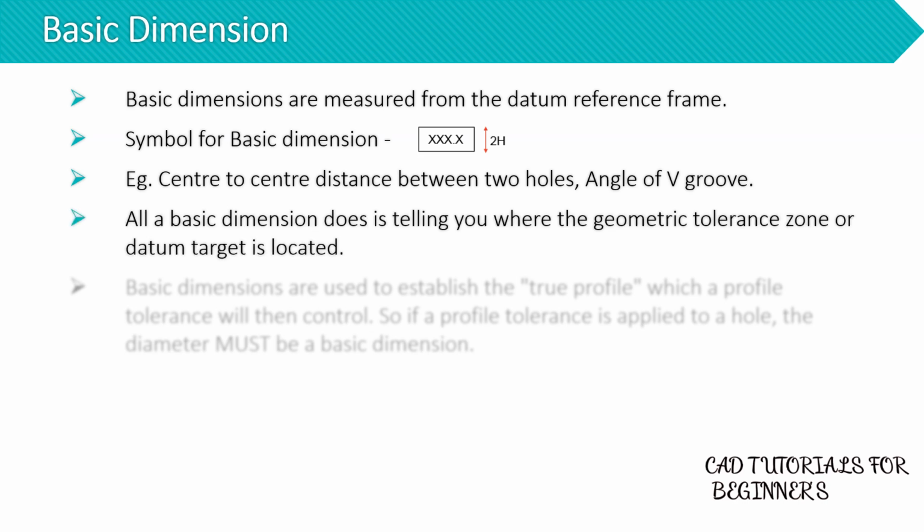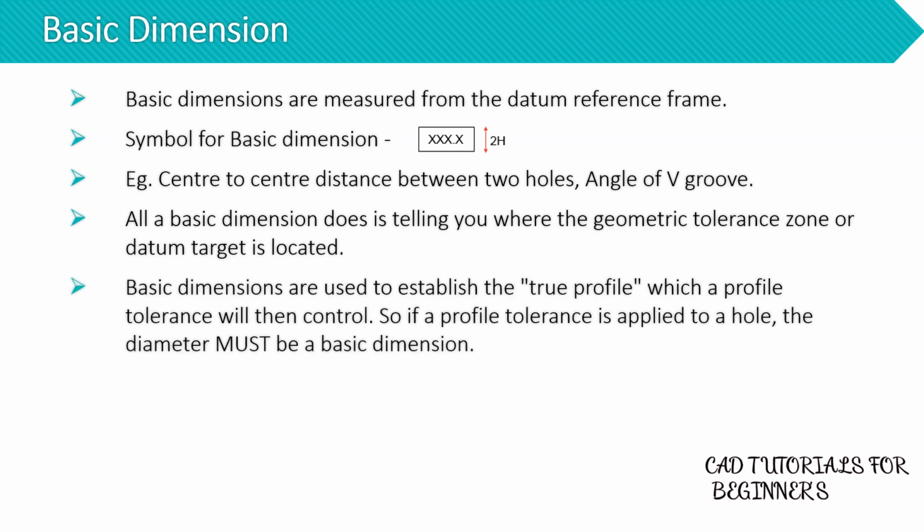All a basic dimension does is tell you where the geometrical tolerance zone or datum target is located. Basic dimensions are used to establish the true profile which a profile tolerance will then control. So if a profile tolerance is applied to a hole, the diameter must be a basic dimension.